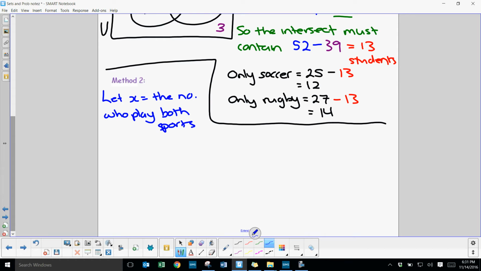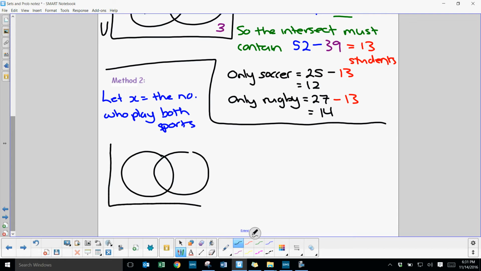Once you've defined that, you can start to write the Venn diagram. Let's set up our overlapping circles like before. Let's put a U here, and again label it soccer, rugby. Let's label the intersect with x, because that's how many play both sports. And we know, as before, there's 3 on the outside, so let's put that in there.